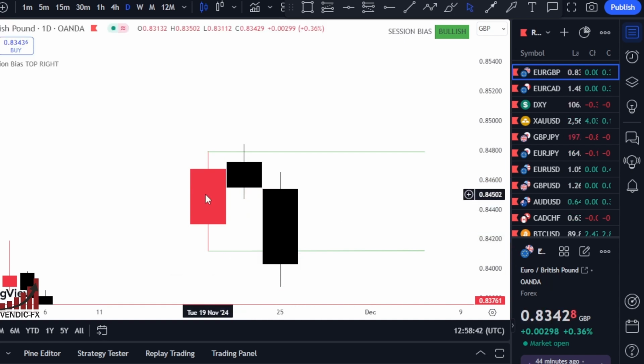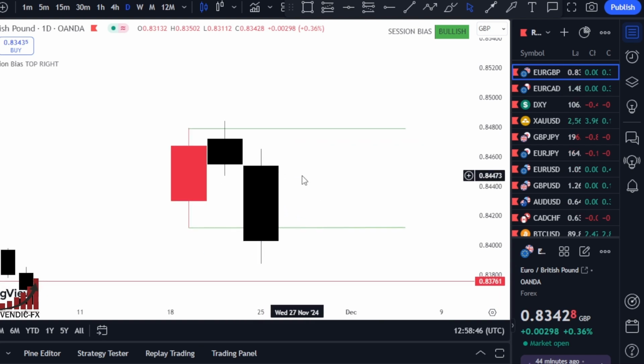Because one thing you really need to know is that market moves from one liquidity to another liquidity. So what does this mean? This means that this particular candle has taken this particular liquidity here, this candle has taken it off.